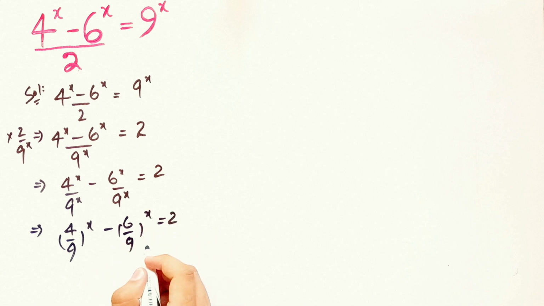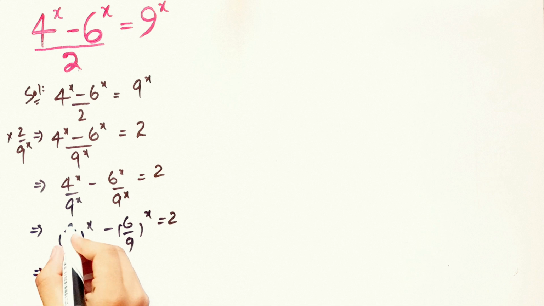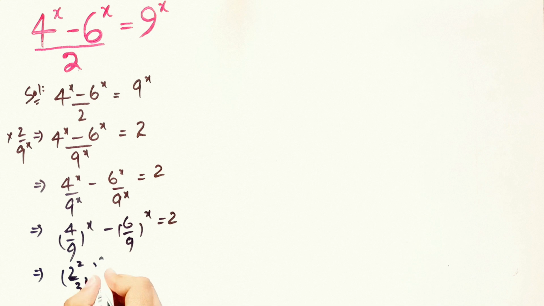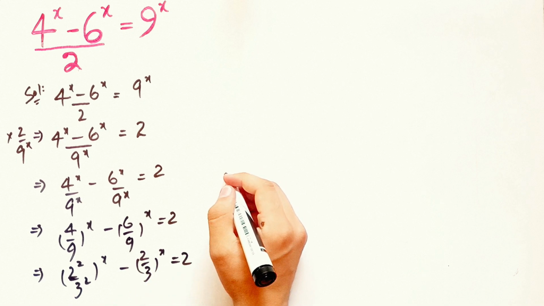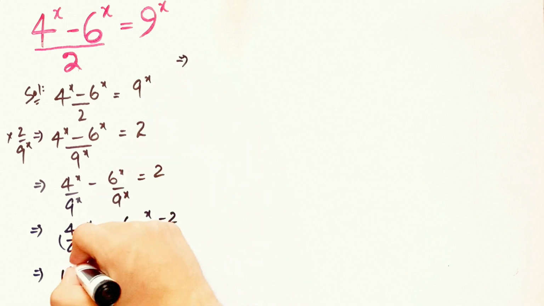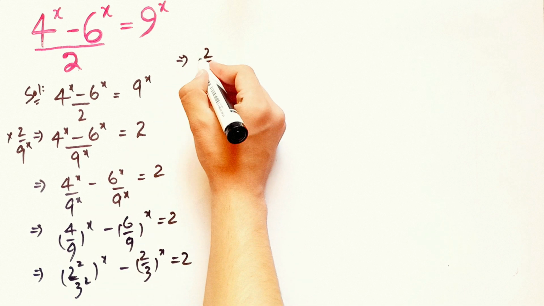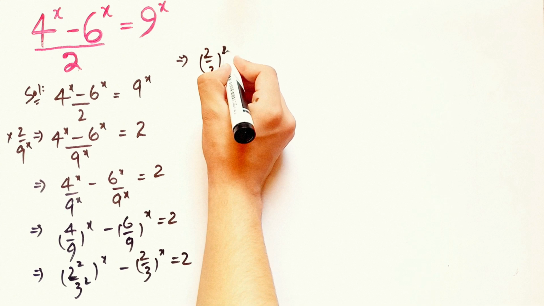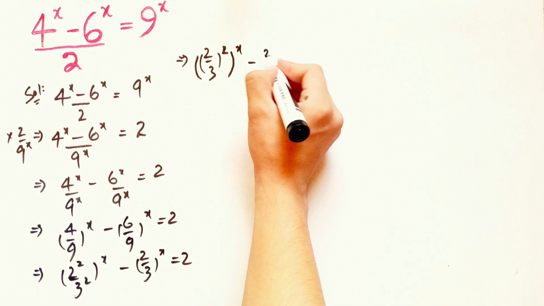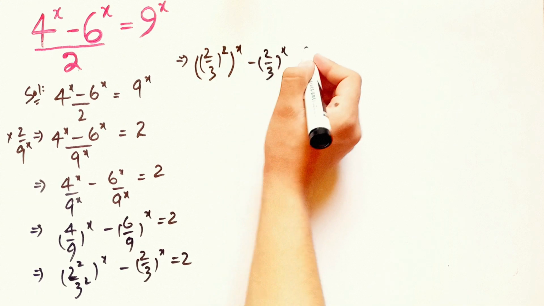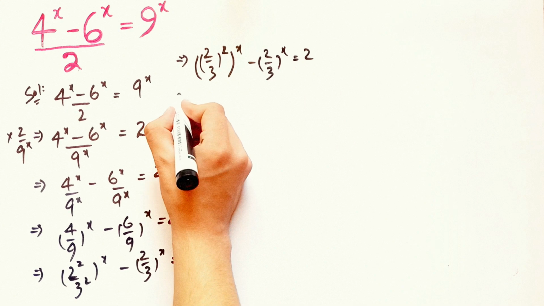Or I can write this as (2²/3²)^x, and this one can be simplified to (2/3)^x. Now we can further write this as ((2/3)²)^x minus (2/3)^x equals 2.